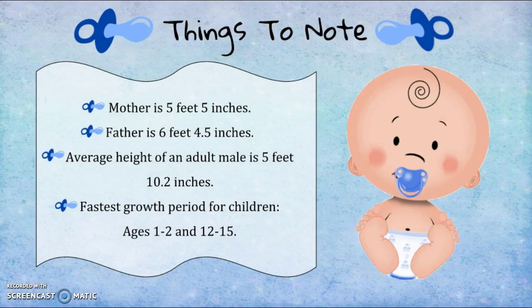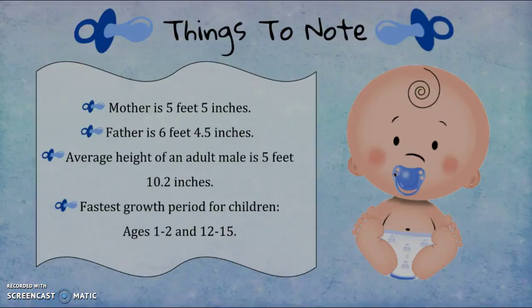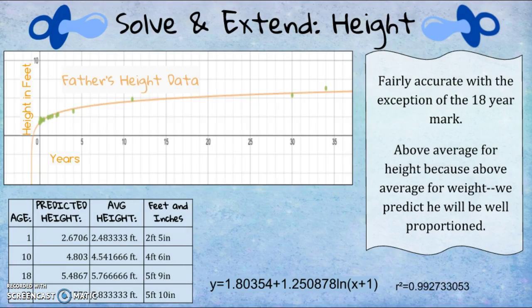As we looked at our data, we compared our information with a few key measurements of the father and the mother at age 30, as well as the average adult male and average growth patterns. We used the father's height data to predict Trey's future height. We predicted the height to be 2.5 feet at 1, 4.5 feet at 10, 5 feet 9 inches at 18, and 5 feet 10 inches at 32. As you can see, it is fairly accurate, besides the exception of the 18-year mark.